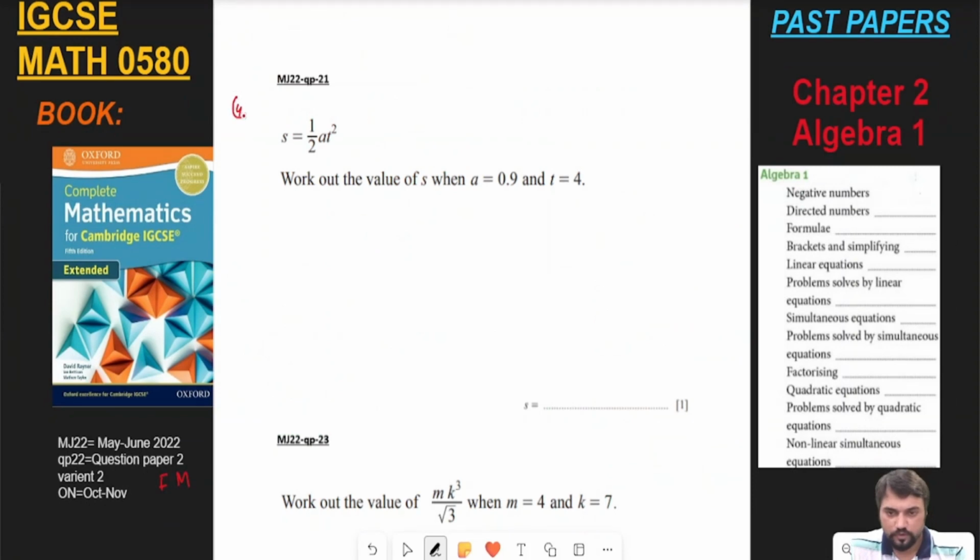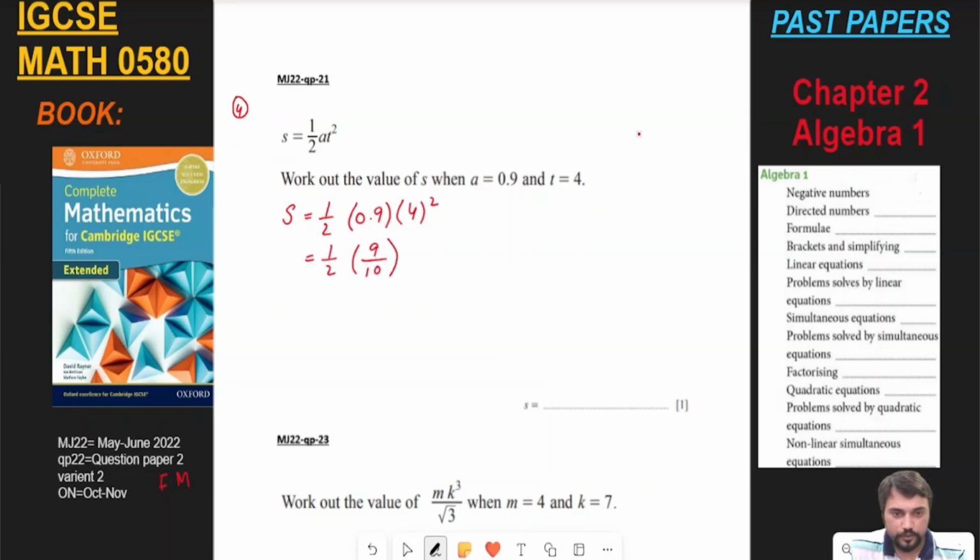This is our fourth question: s is equal to 1 over 2 a t square. Work out the value of s when a is equal to 0.9 and t is equal to 4. You just need to put the values of the variables, that is 1 over 2. The value of a is 0.9 and the value of t is 4 whole square, which remains the same. So 1 over 2, and 0.9 is in decimal form. Convert it into a fraction like this.